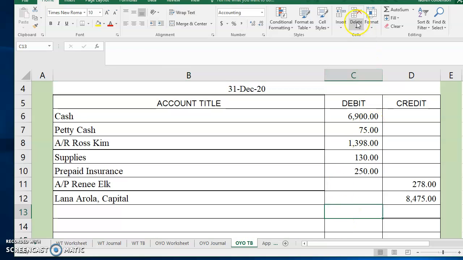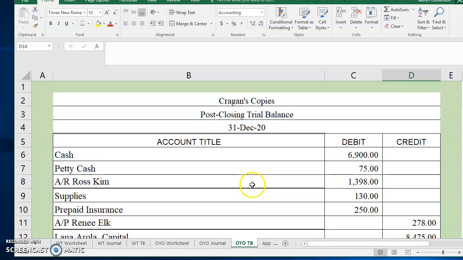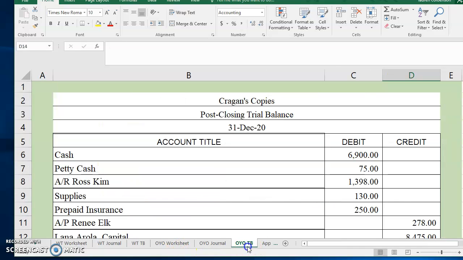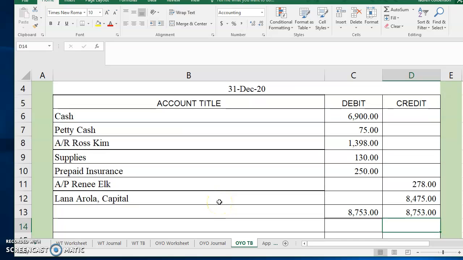Now I'm going to do my totals for my columns of all my debits, and we know debits and credits must always be equal. So I'm going to add those up, then I'm going to add those up, and ta-da, I am in balance. So, adjusting and closing entries, post-closing trial balance, that, my friends, is Chapter 9.